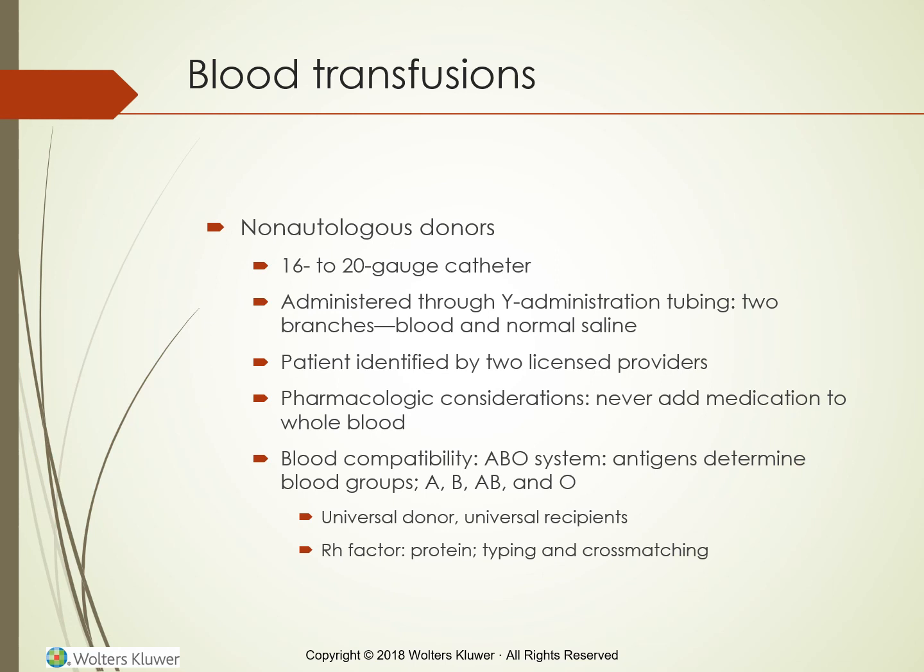Persons with type AB blood can receive AB, A, B, or O blood because they do not have anti-A nor anti-B antibodies. Consequently, persons with type AB blood are called universal recipients.